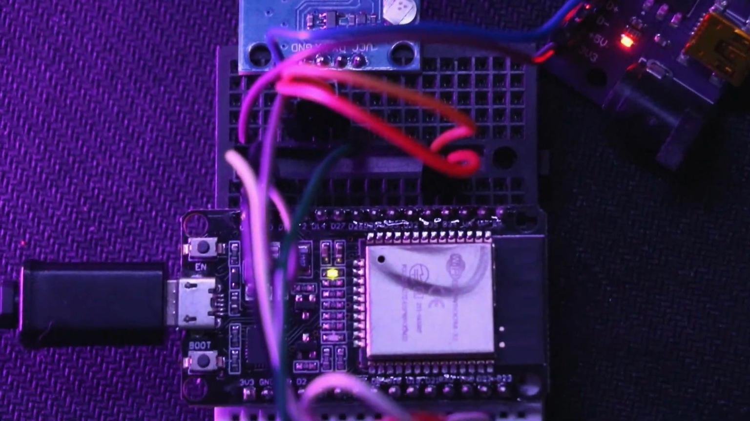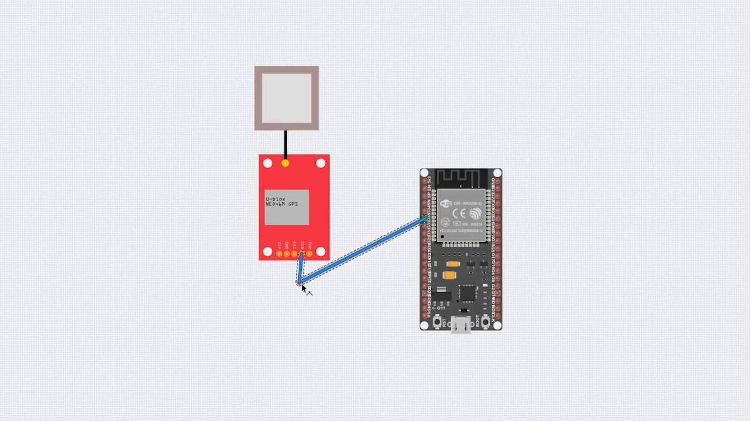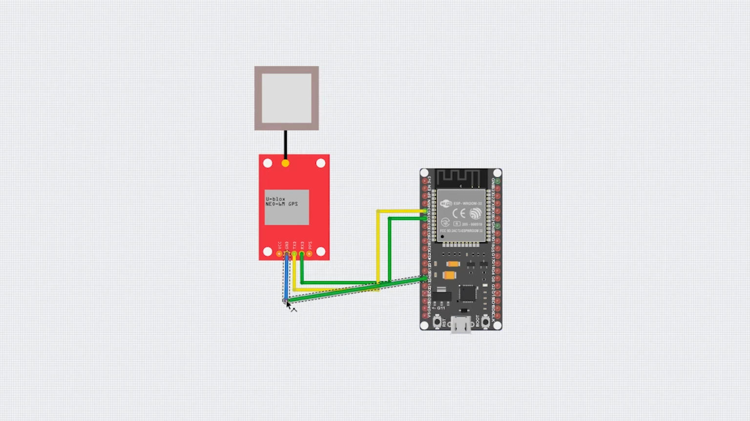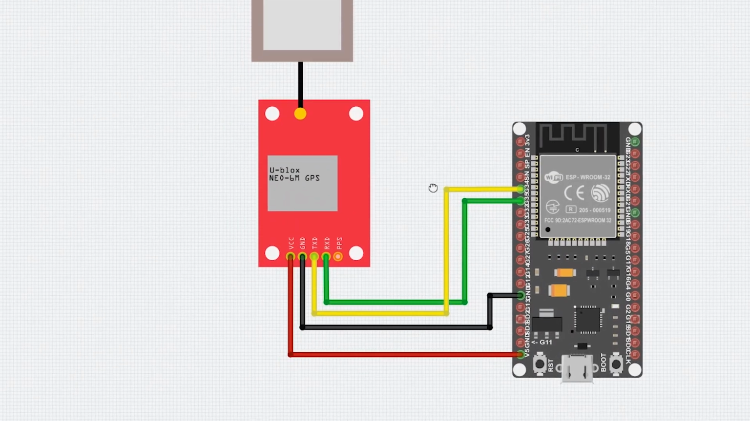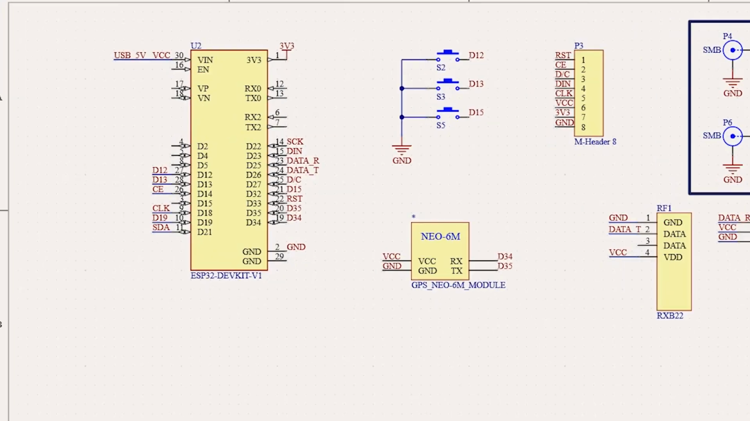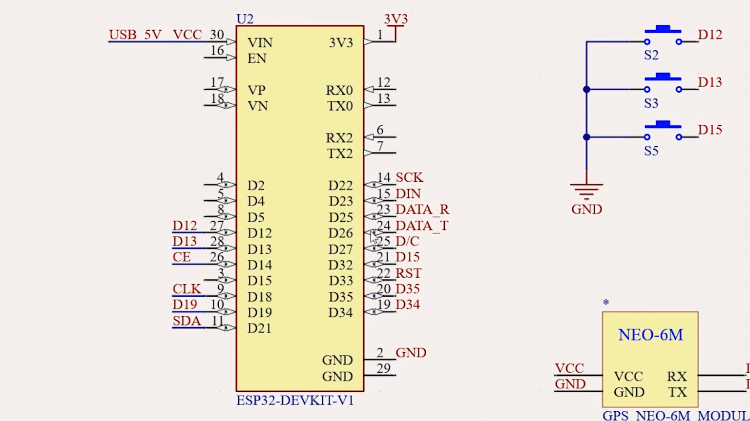In this project, we will use the GPS NEO-6M, ESP32 and a TFT display. For the connection between the GPS module and ESP32, if you look at the code, you can see I chose GPIO 34 and 35. Also, you can find the other schematic, like the TFT LCD, on my GitHub and website. I put the link in the description down below.